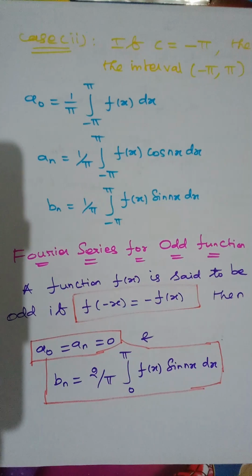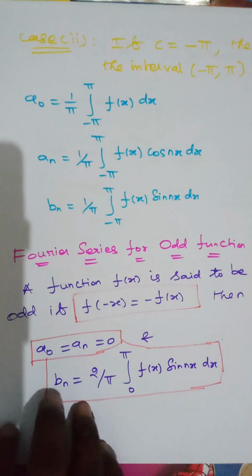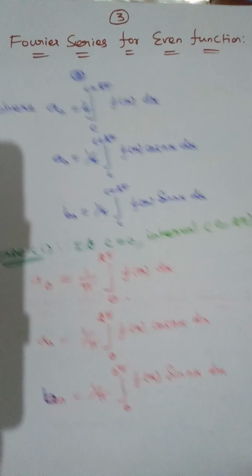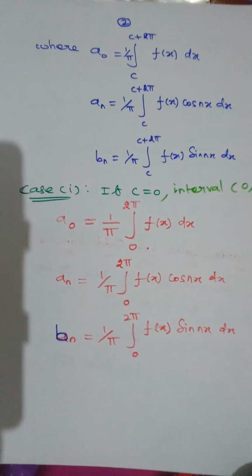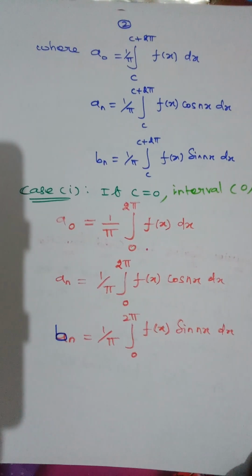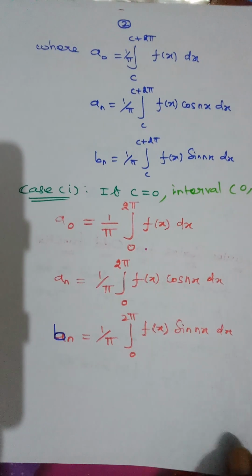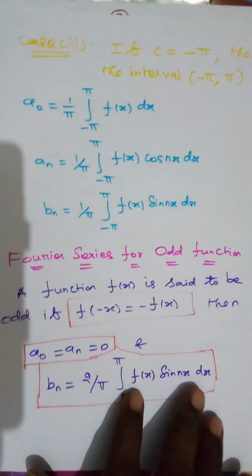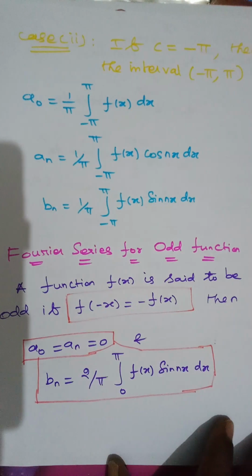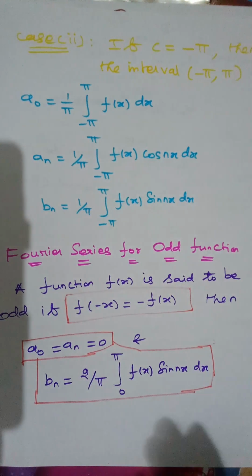One is if c is equal to 0, the interval becomes 0 comma 2 pi, and a naught, an, bn are like this. So please remember, my dear students. Then if c is equal to minus pi, the interval becomes minus pi to plus pi. So a naught, an, bn. So using the formula we can find the Fourier series f of x.